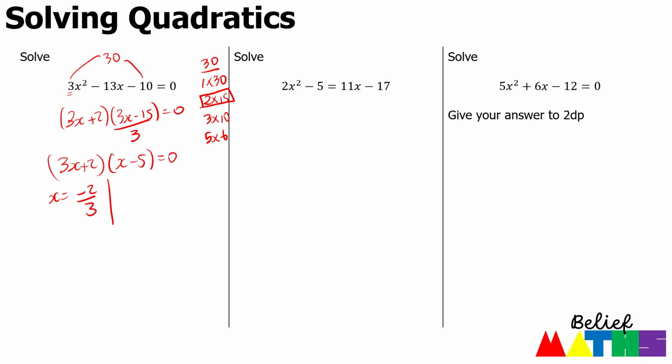So we get minus 2 over 3, and then on the right hand side x equals 5. And there are two solutions to that quadratic. The second question looks very similar, however it's not equal to 0. And to solve a quadratic we must rearrange it to make it equal to 0.